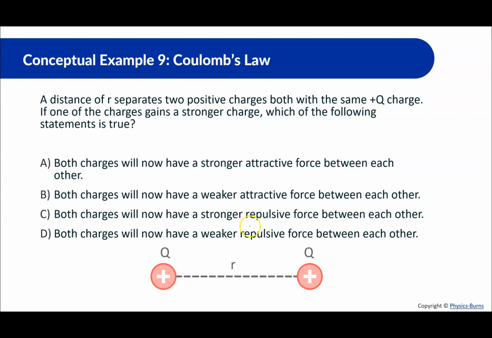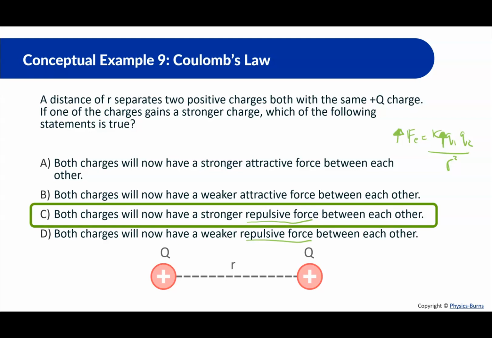So one thing we should know is they're both going to be experiencing a repulsive force because they are the same charge. So it says if one of the charges gains a stronger charge, which of the following statements is true? And I think intuitively we know this, but we should know that force of electricity is kq1 q2 over r squared. So if one of the charges gets bigger, that shows that the force of electricity will also be bigger. So that's going to be C. Now have a stronger repulsive force between each other.